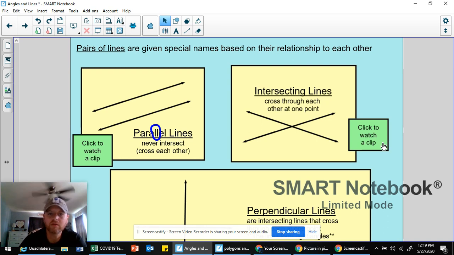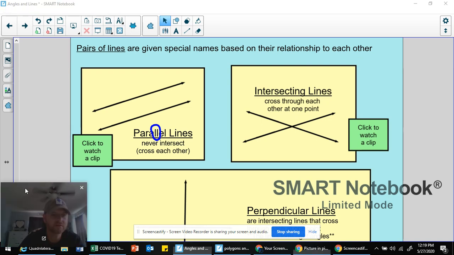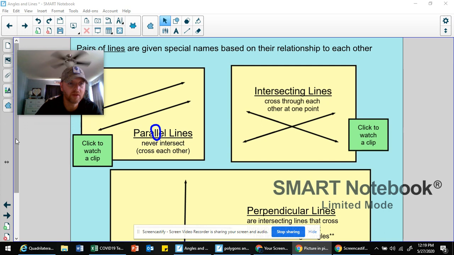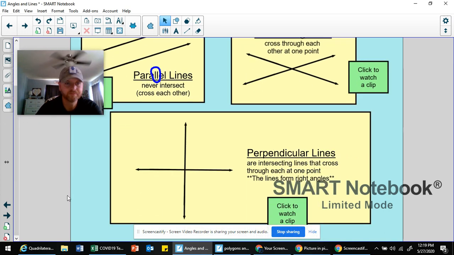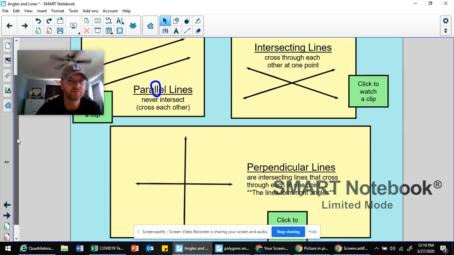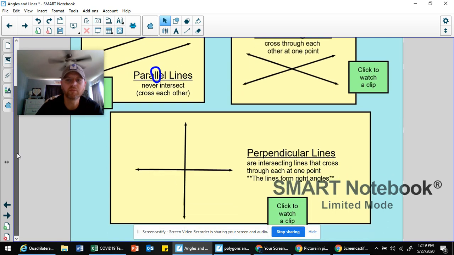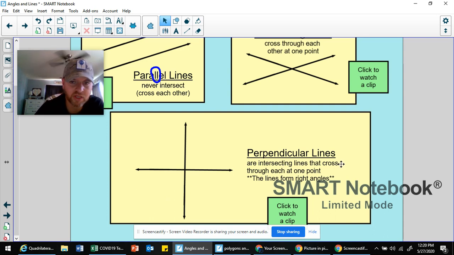All right, so let's take a look at the other kind of lines that we're going to be talking about, and that is perpendicular lines. So here's a picture. Now notice these do intersect just like these lines here, but there is a big difference between regular intersecting lines and perpendicular lines. So perpendicular lines are intersecting lines that cross through each other at one point. The lines form right angles.